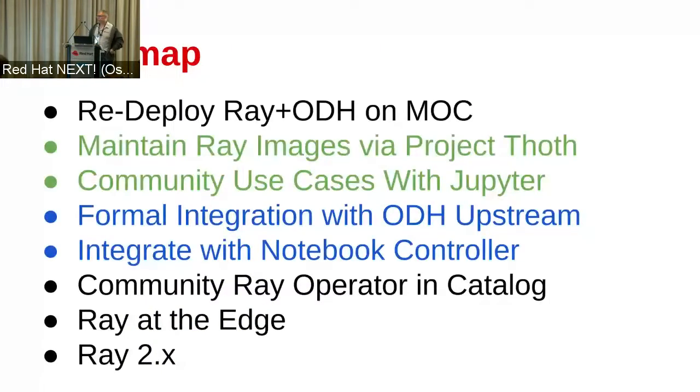And lastly, things we want to do. I want to recreate our work with Ray and ODH over on the Mass Open Cloud. Things we've already done: we've got images built using the Project Thoth builds, and as you can see, we have at least a few actual community use cases. Close but not quite done is a formal integration with Open Data Hub upstream. There's actually a pull request for that.